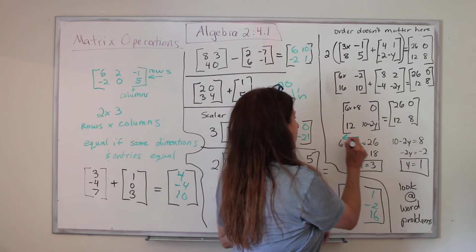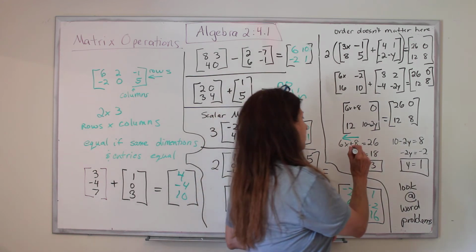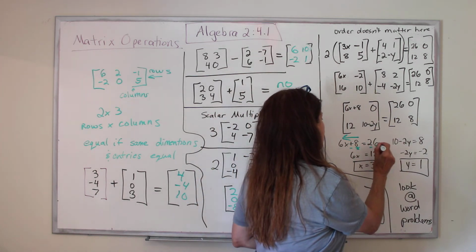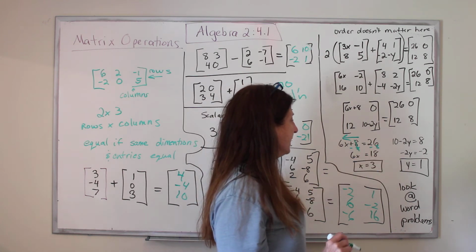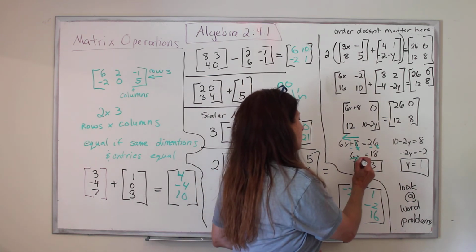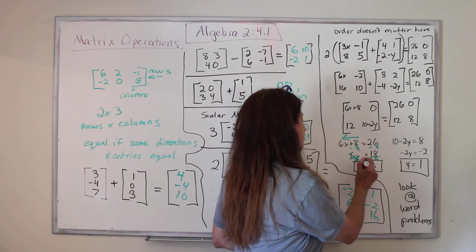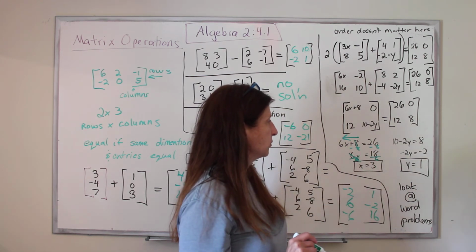Why is x not alone? It's got a 6 and a plus 8, so I do the opposite. I do minus 8 to both sides. Those cancel out, and I get 6x equals 18. Why is x not alone? It's multiplied by 6, so I divide both sides by 6. Those cancel out, and x equals 3.